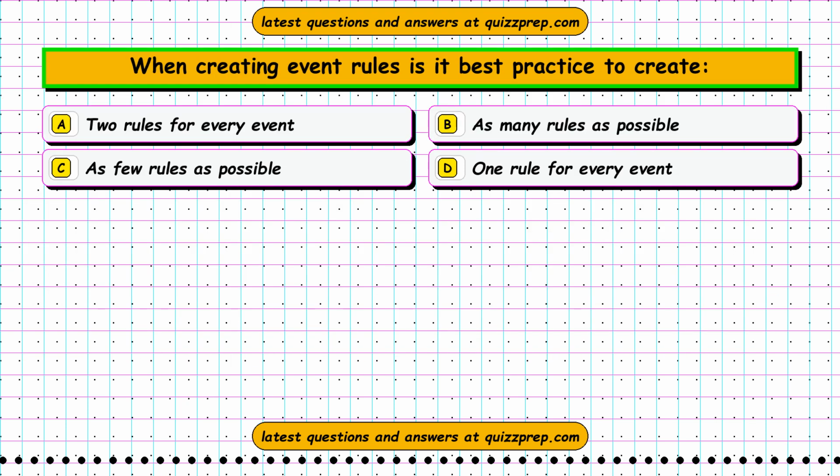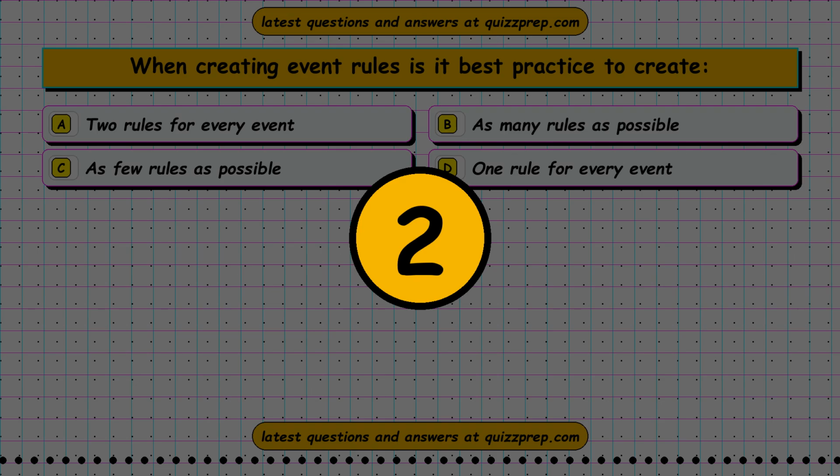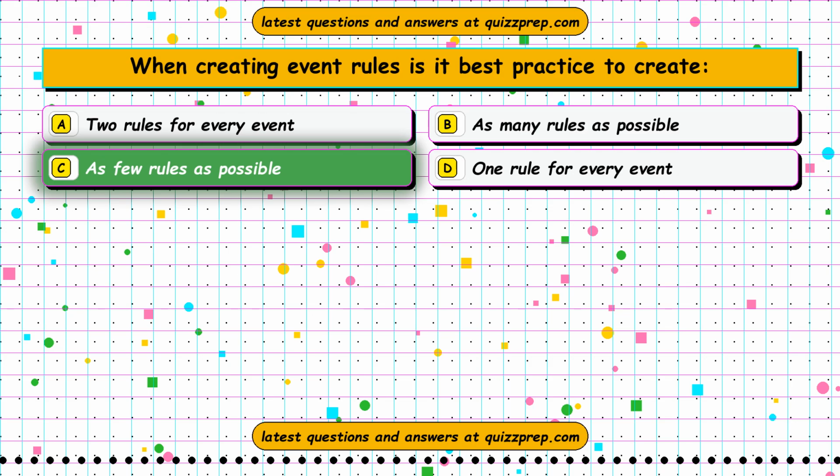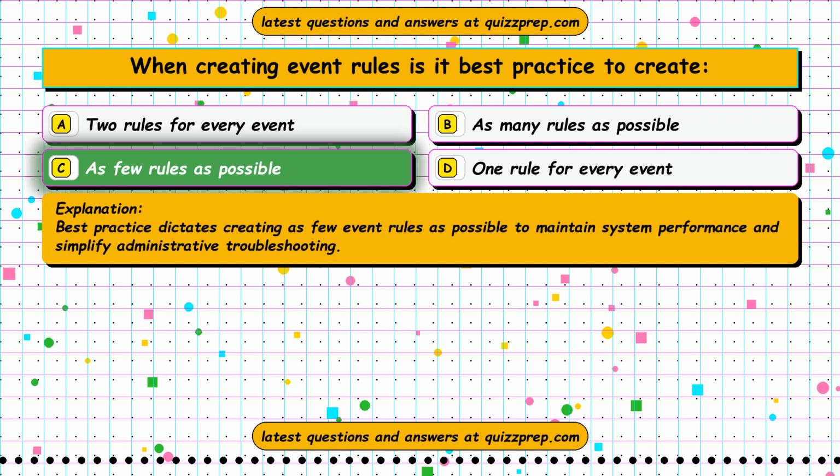Question 22. When creating event rules, what is best practice to create? Option A. 2 rules for every event. Option B. As many rules as possible. Option C. As few rules as possible. Option D. 1 rule for every event. The correct answer is option C, as few rules as possible. Best practice dictates creating as few event rules as possible to maintain system performance and simplify administrative troubleshooting.